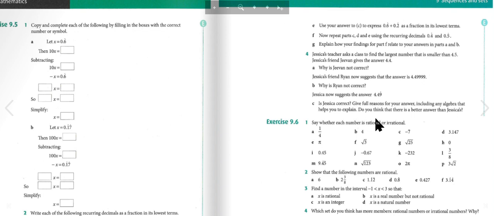Do you think there is a better answer than Jessica's? So, yes, Jessica is correct. And it is because you can't really state a number that is larger than 4.49 with a dot over it, but smaller than 4.5.